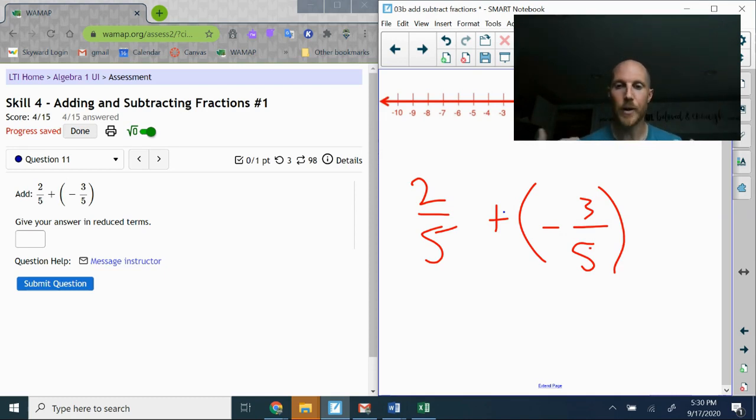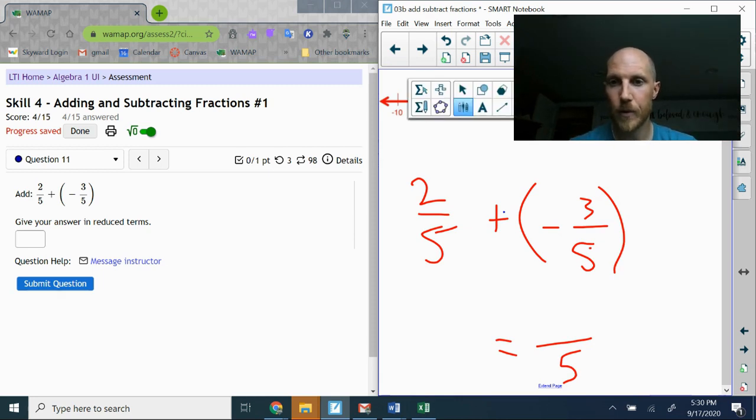So I know before I look at any of what's going on with the positives and negatives and adding and subtracting, I know that my final answer is going to have a denominator of fifths. Okay, so that allows me to focus just on the numerators. All right, so let's highlight those. So it's going to be 2 plus negative 3.